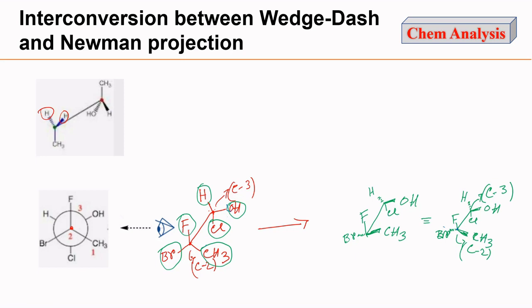So let's draw this structure. In that case, the front carbon will be C3, and in C3 chlorine atom will be below the plane, and you will see this hydrogen atom towards you, that is above the plane, and OH group will be below the plane, that is at rear position. And you will see on the back carbon fluorine atom will be on the top, and bromine atom you will see towards you, that is above the plane, and you will see this methyl group at the rear side, so it will be on the dash position.